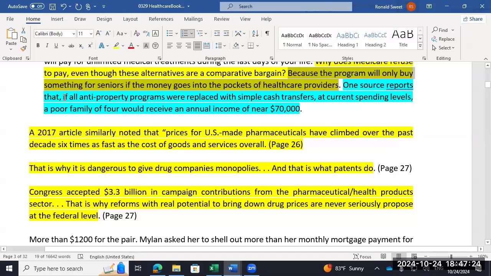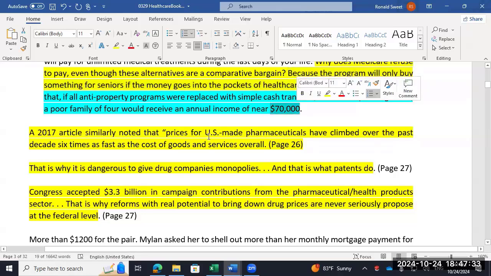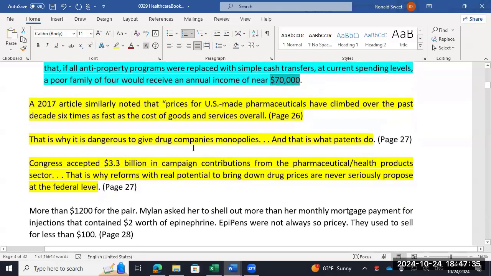One source reports that if all anti-poverty programs were replaced with a single cash transfer, the current spending levels per family would be $70,000. So you can ask the question, would the poor be better off? He eliminated food stamps, housing allowances. I don't know if he has public schools in there. He might. That would be a pretty controversial one. And instead, we'll just send you $70,000. Which would the poor prefer?